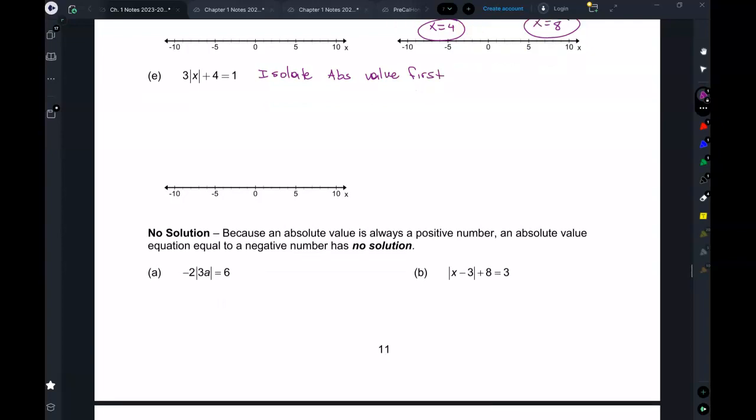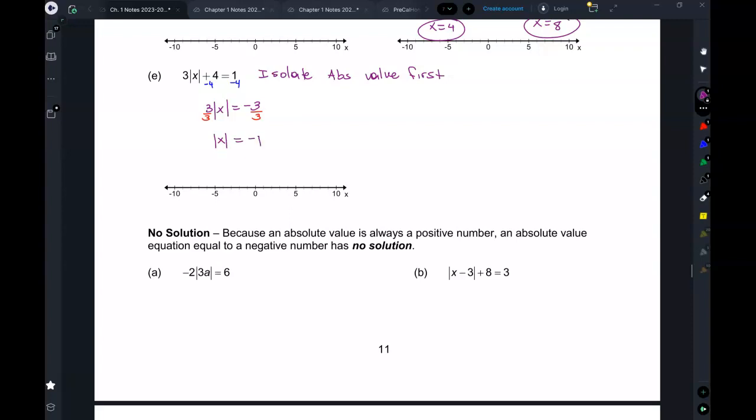Okay? So first I'm going to subtract 4. 3 times absolute value of x equals minus 3. Okay, do you see how I write down every single step and I don't do too many things in the same step? Yeah? Okay, so now what am I going to divide by? 3 on both sides. Absolute value of x is equal to negative 1.